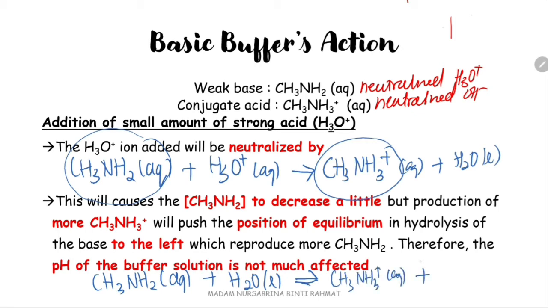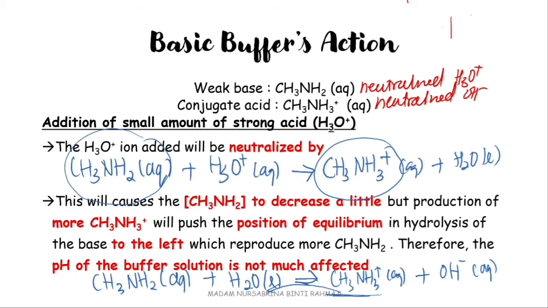So we have a higher concentration of our conjugate acid. Therefore, this higher concentration will push the position of equilibrium from right to left, resulting in us reproducing again our weak base that has been used up in the neutralization reaction. As a result, no change in the concentration of our weak base takes place. Therefore, the pH of the buffer system does not change very much.